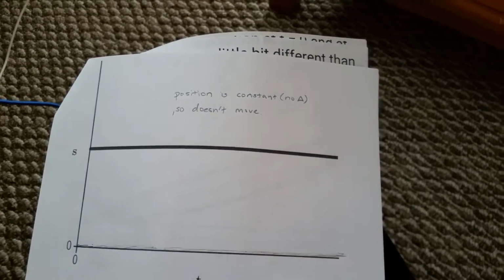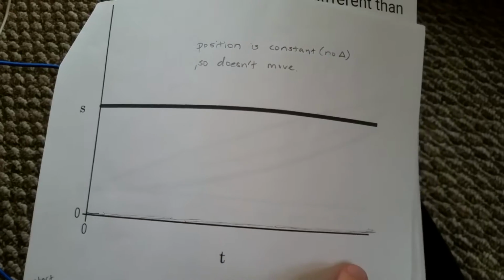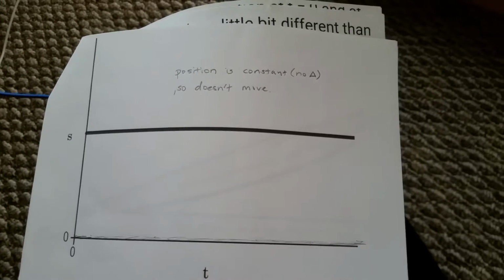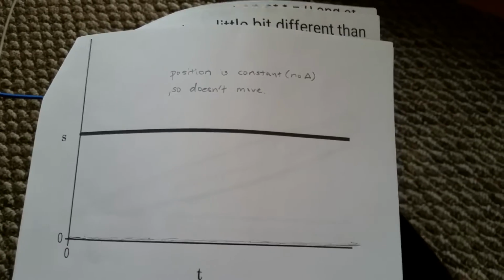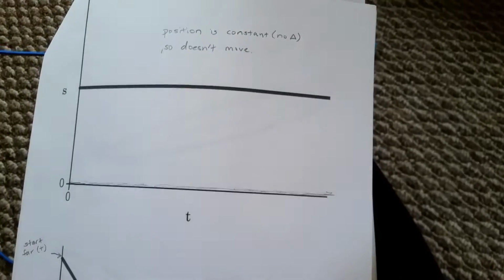And then for the second graph, the position is constant. There's no slope, which means the velocity graph is just going to be 0 down here, straight across. Since the position is constant, there's not any change in position, so the object isn't going to move, and it starts at a positive spot. It's going to start at this positive spot and just sit there. It's not going to do anything.